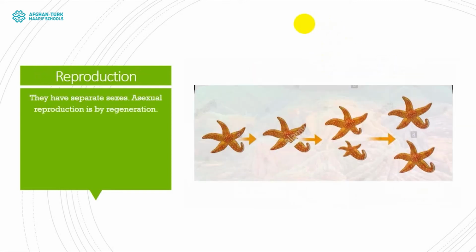Their reproduction can be sexual and asexual. They got separate sexes, male and female, and their asexual reproduction is by regeneration. What does it mean? It means whenever one part of their body gets damaged, both damaged parts can grow into new echinoderms, as you can see. And then this also can grow to be a complete echinoderm or sea star structure. This process is called regeneration. It means whenever we cut one part of their body, they can regenerate new individuals.